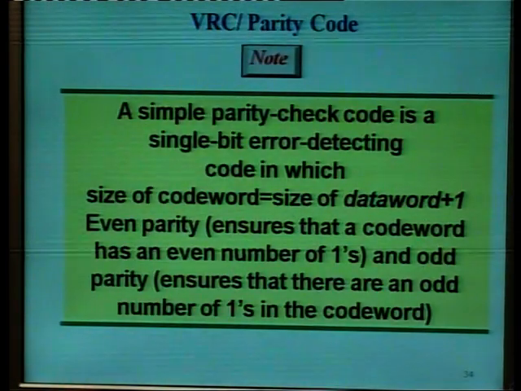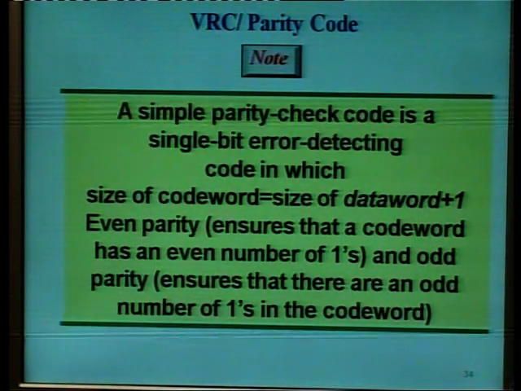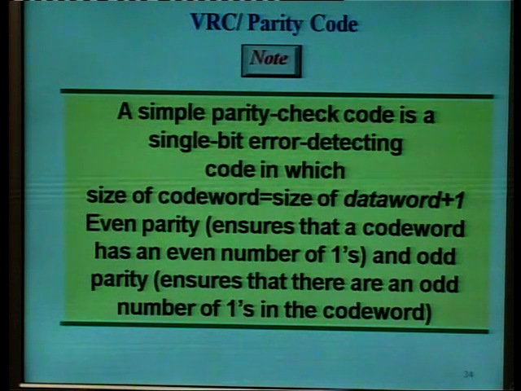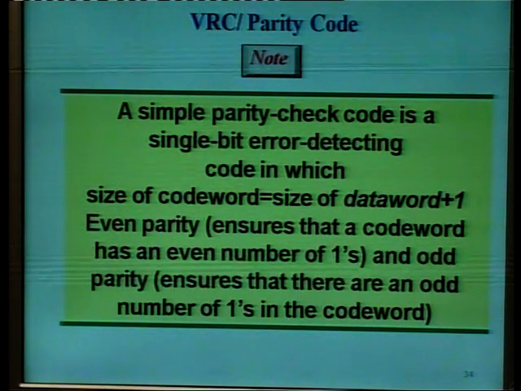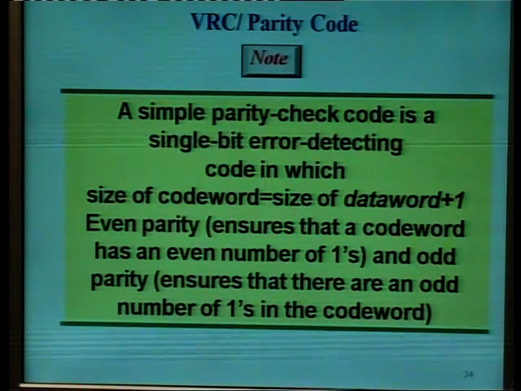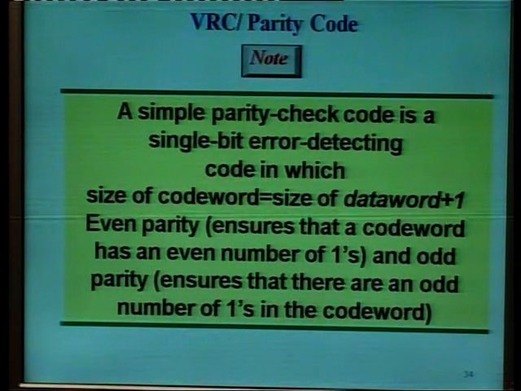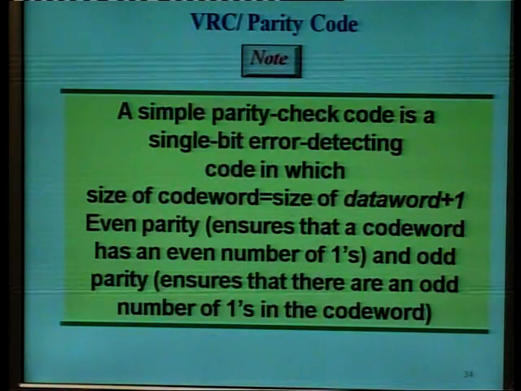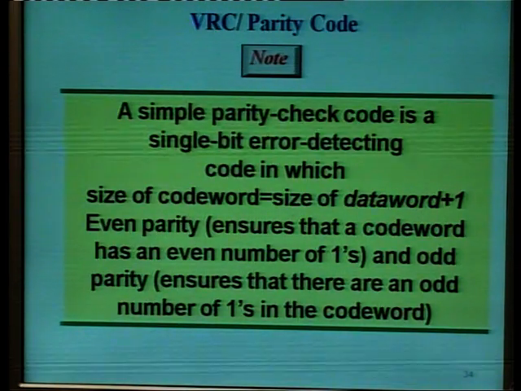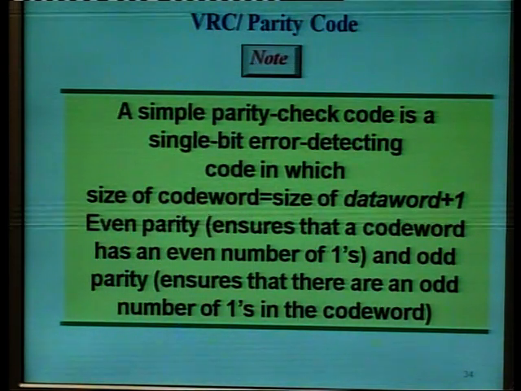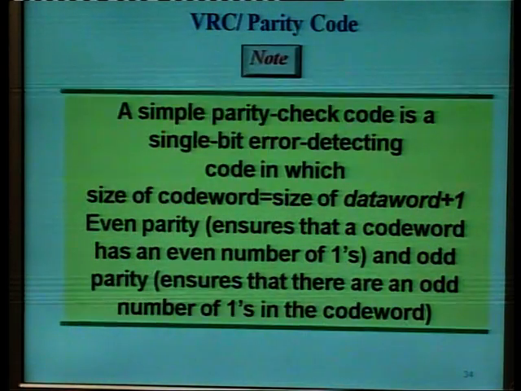So a simple parity check code is a single bit error detecting code in which the size of the code word is equal to the size of the data word plus 1. Even parity ensures that a code word has an even number of ones, and odd parity ensures that there is an odd number of ones in the code word.